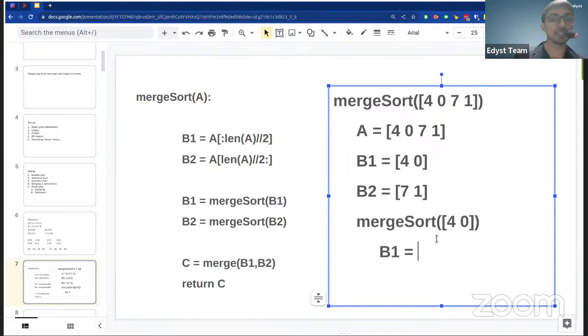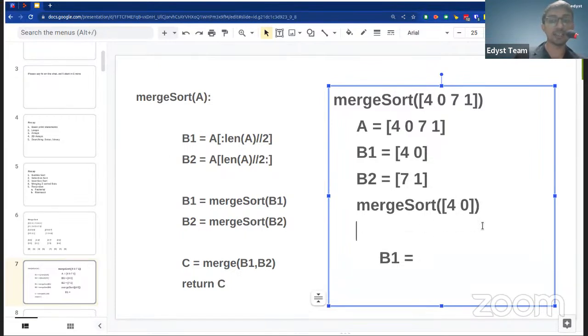Again, apply the same thing. Imagine for this merge sort of 40, A is equal to 40 in this merge sort function. Remember your factorial, everybody. When I did factorial 5, I said 5 into factorial of 4. Now for that factorial 4, n is 4.